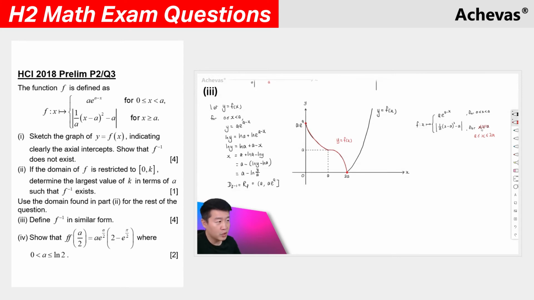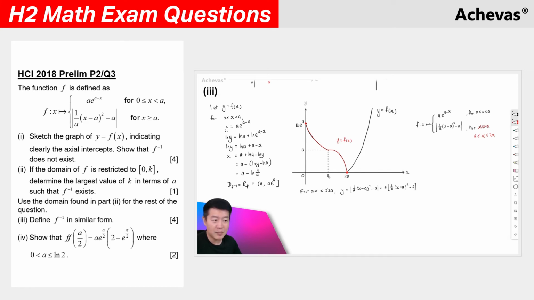And we're going to continue to work on the other part of the domain, and that is when x is bigger or equal to a, less than or equal to 2a, which means that y is now going to be equal to the modulus of 1 over a, (x minus a) squared minus a, which is going to be plus or minus 1 over a, (x minus a) squared minus a. Plus or minus, we can actually choose whether we want to continue with a plus or to continue with a minus. And to make that choice, we will reference it back to the graph of f(x).